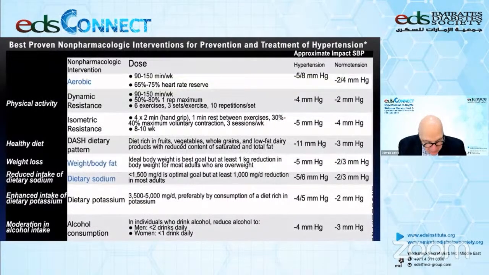Now, it's not just about the blood pressure and the medicine. It is about making sure that people are educated about lifestyle. And these are in every guideline since JNC7 in the US. They're in the European guidelines. They're in the Canadian guidelines. They're very important, and you need to educate the patient on these things.